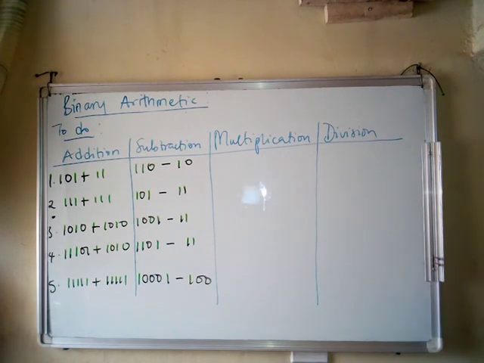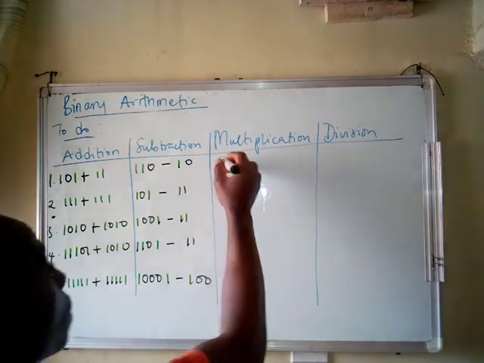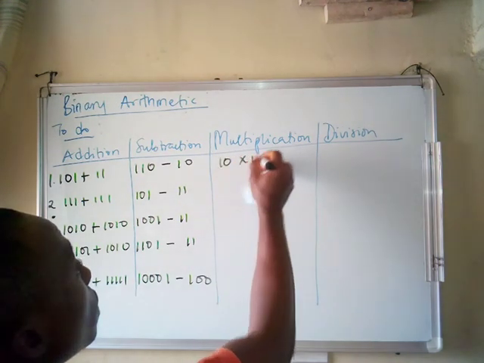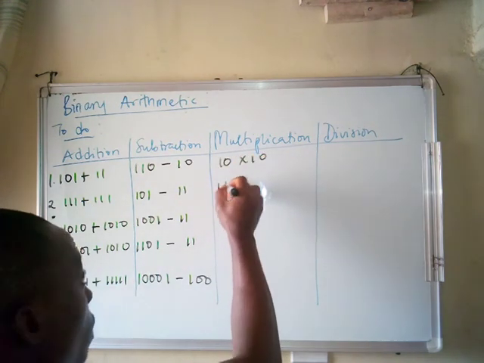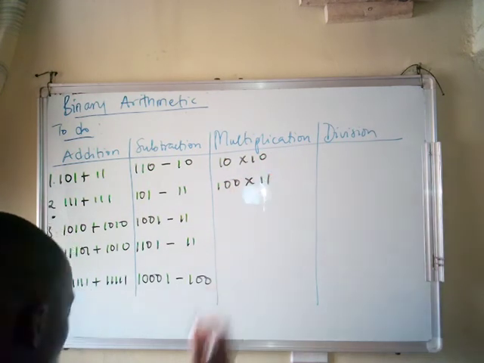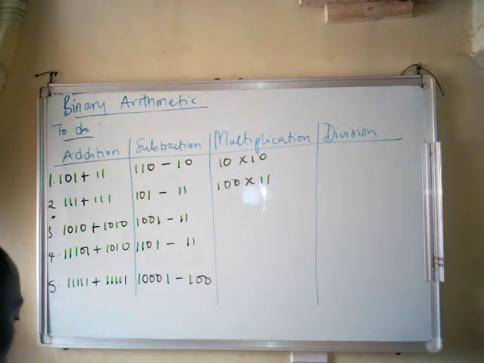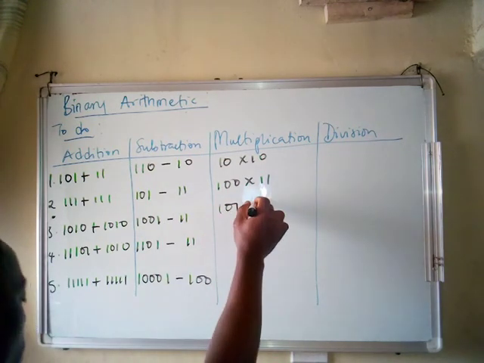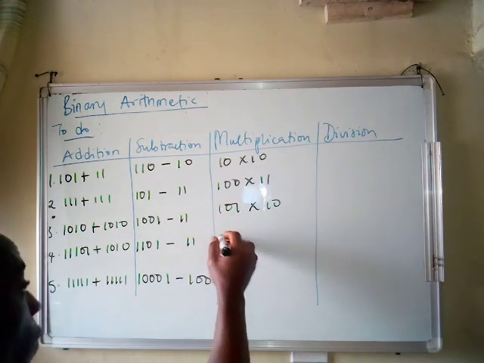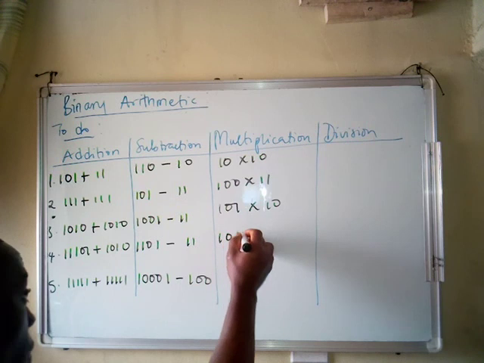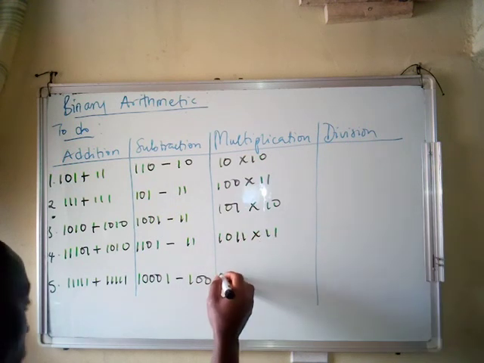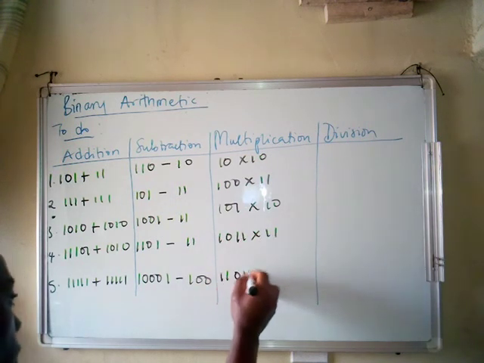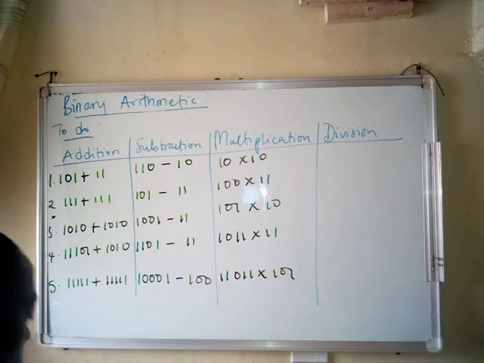Multiplication, you have 10 times 10. Number 2, 100 times 11. And number 3, 101 times 10. Number 4, 1011 times 11. Number 5, 11011 times 101.